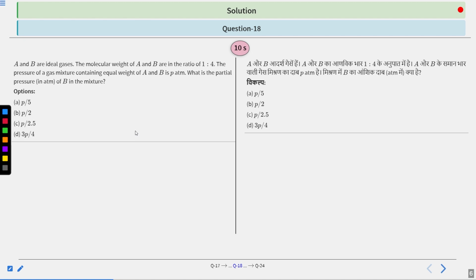So it is said here that the molecular weights are in the ratio 1:4 and the pressure of the gas mixture containing equal weights of A and B is P atm. So what is the partial pressure of B in the mixture? Again, the molecular weight is given, and the pressure of the gas mixture which contains A and B both is given. So you will use Dalton's law of partial pressure to solve this question. I think this much hint is enough to solve this question. So the time starts now.